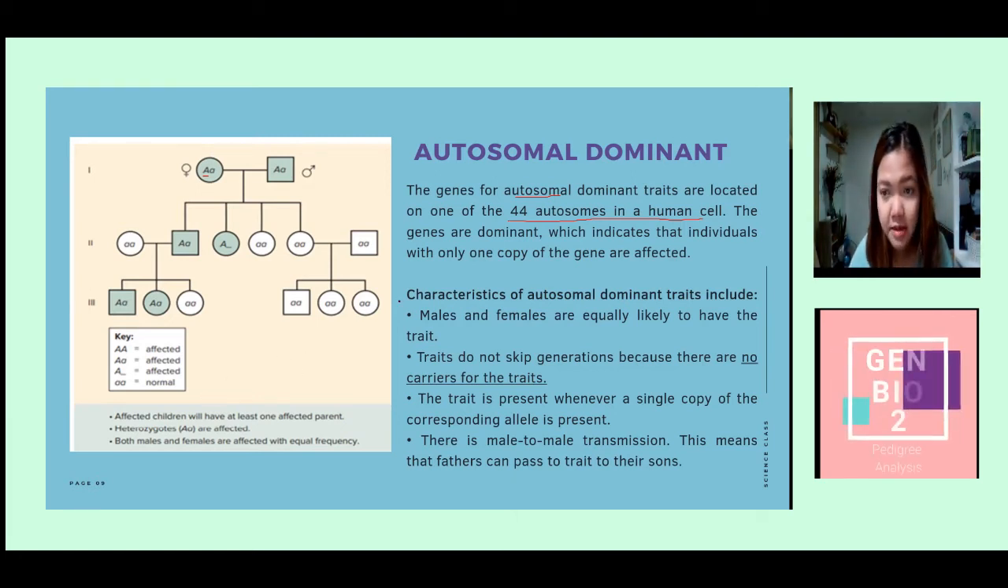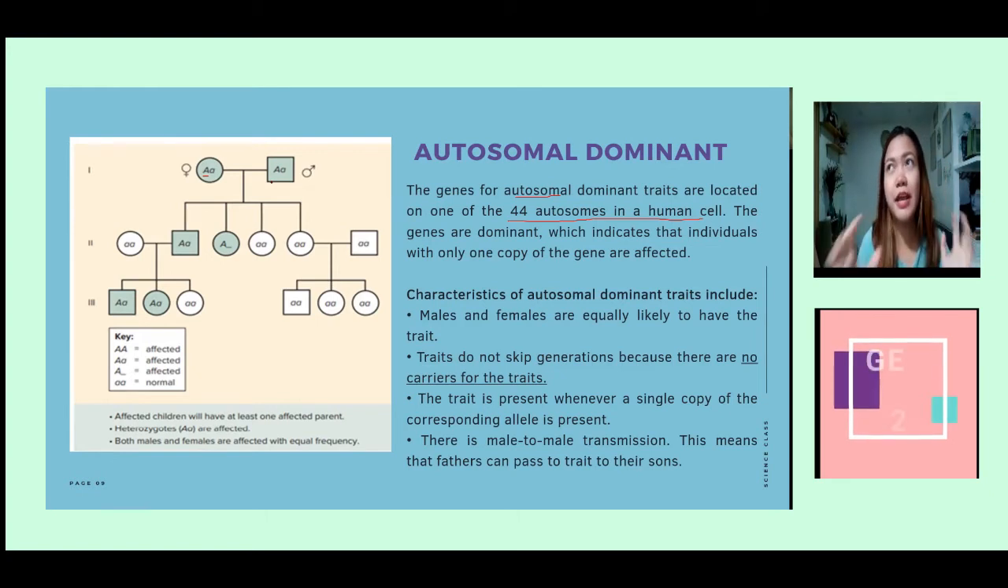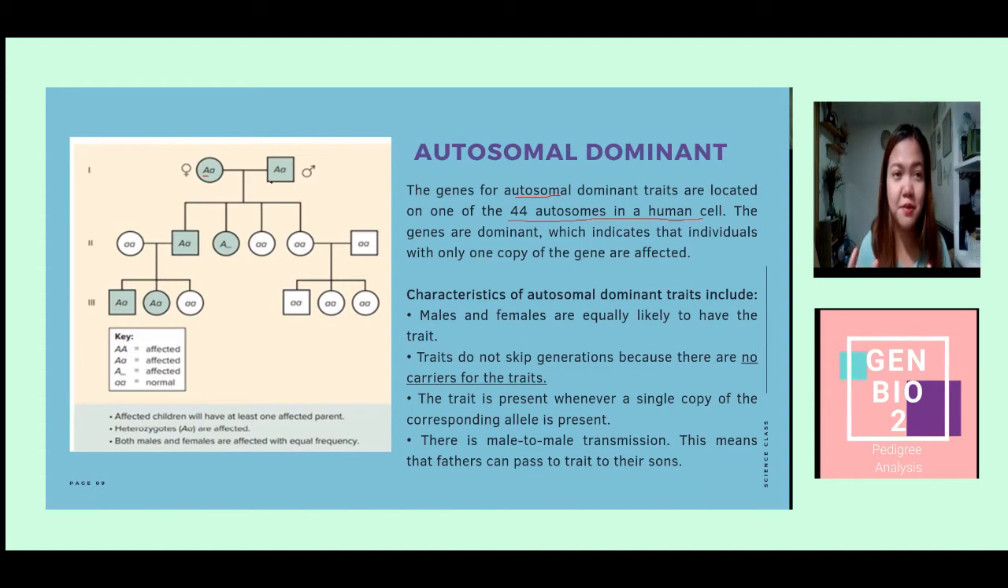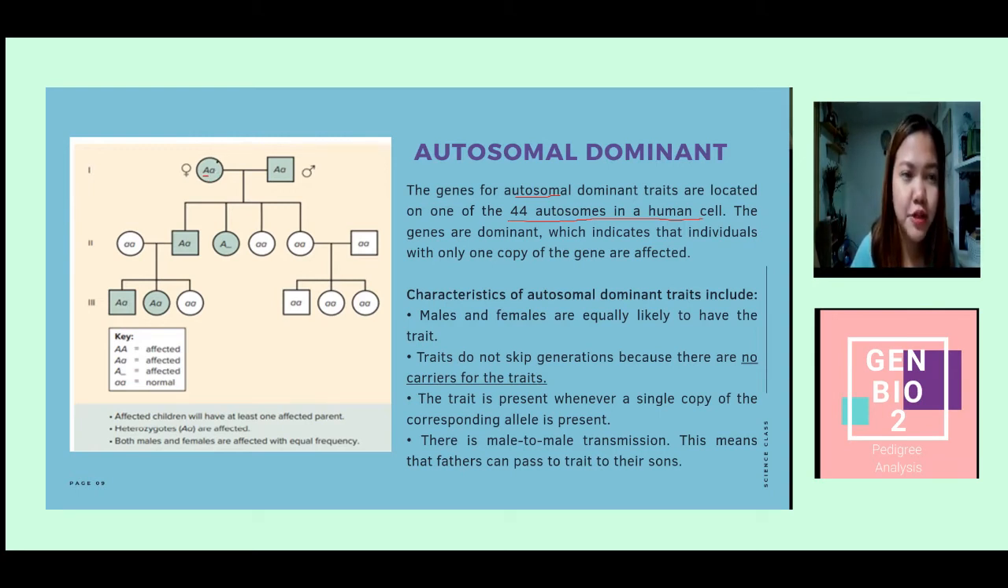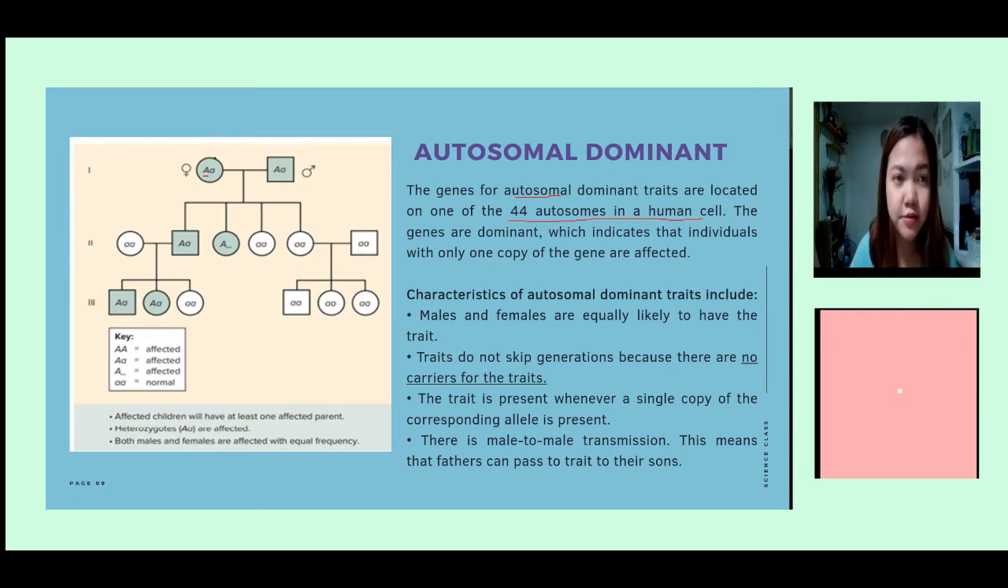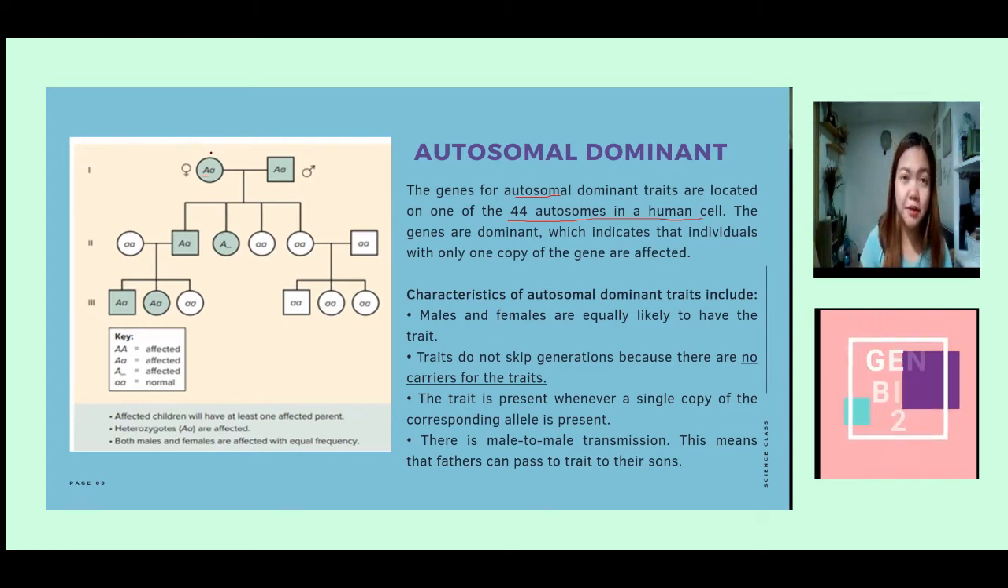Next, sabi din dito, there are no carriers for the trait. So, we call a person carrier if that person doesn't express the trait, pero meron siya ng allele. For example, here. So, bakit tinawag mo wala tayong carrier? Kasi pag ganito yung genotype mo, heterozygous yung genotype mo, ibig sabihin, you're still gonna express the trait kahit na isa lang yung dominant.